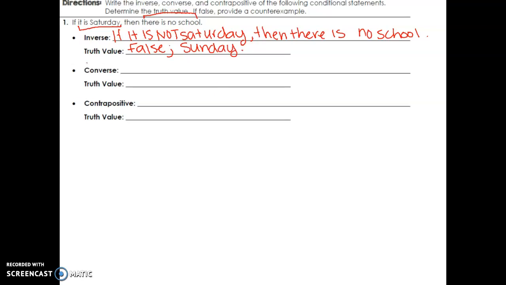Then we have to do the converse. Remember, the converse is when we switch. So we would actually switch the hypothesis and the conclusion. So I'm going to put if, then I'm going to write my conclusion. If there is no school, then I am going to input my hypothesis. Then it is Saturday.